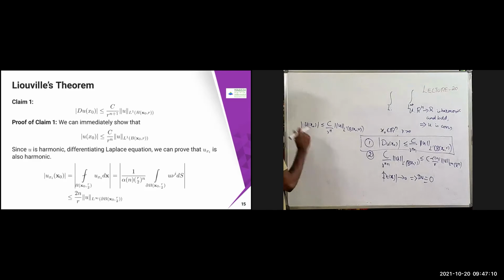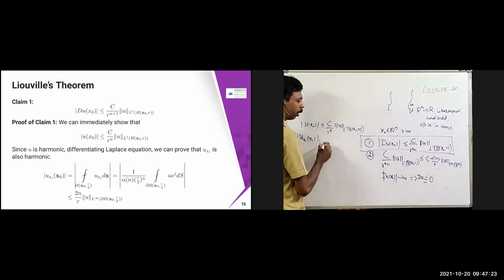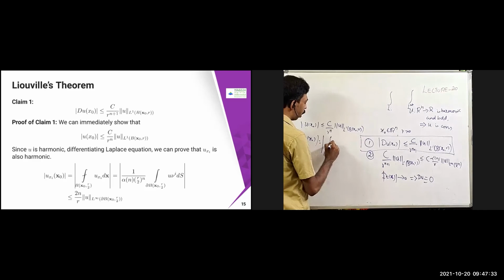Now, since u is harmonic, you are going to find what is u_xi. Let us find u_xi at x naught. u_xi at x naught is going to be equal to the average integral over B(x naught, r by 2) of u_xi dx. I'm just going to take only half of the ball.